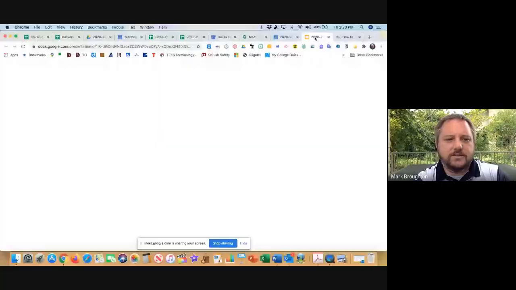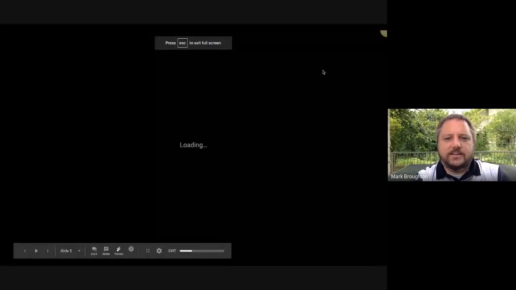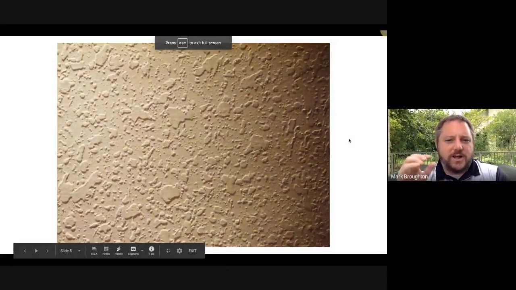And let me just share my screen here and go to this slide. This is a picture of a wall, and you've probably seen something like this in your home or apartment or school. They texture walls when they build a house or an apartment. And this kind of texture you can see has some bumps, but then the bumps are kind of flat on top too.